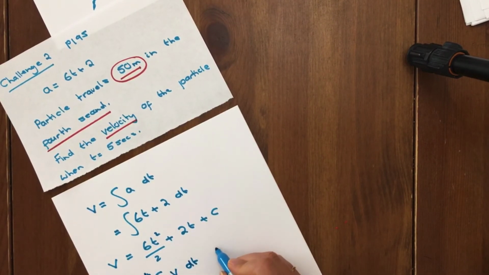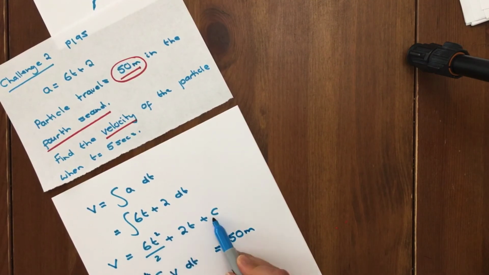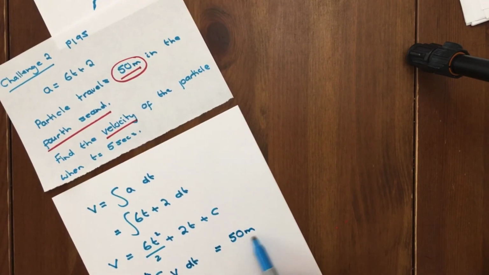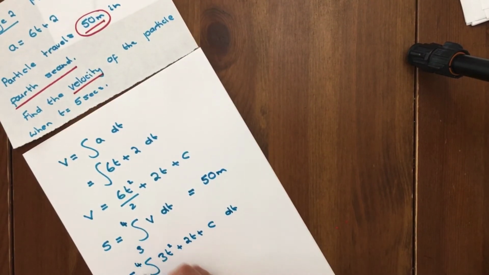And we're told that this is equal to 50 meters in the 4th second. So hence, once I integrate this, I will be able to find c because I know my solution. So let's have a go at doing that. So here's my velocity equation. Don't forget to put the plus c in. I'm integrating with respect to time between 4 and 3.